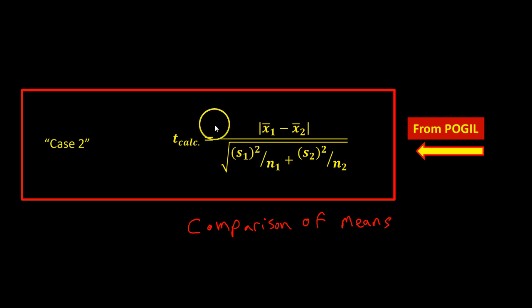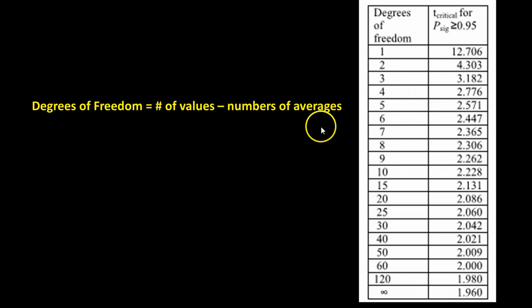And what we did was we used this formula. You get a t-calc, and you compare that to the t-table. Here's an example of a t-table. There's a nicer one in your book that has more values. This is the significance value of 0.95. And degrees of freedom is the number of values minus the number of averages.